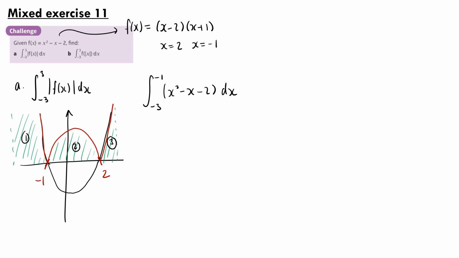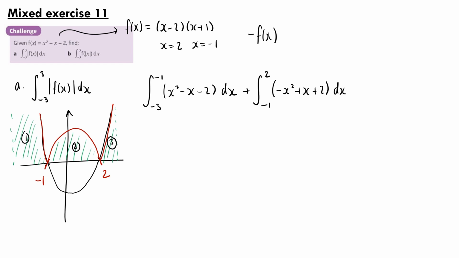Okay, and then for the second area, now this is slightly different because originally the integral between minus 1 and 2 would be negative, right? But now it's a positive area because it's above the x-axis. So we actually need to take the integral. Well, actually, we can do this in 2 ways. We can either add on the integral from minus 1 to 2 of negative f of x. So that's minus x squared plus x plus 2 dx.